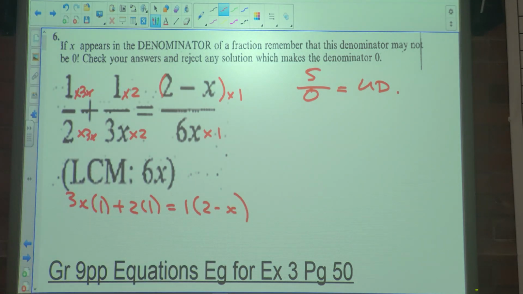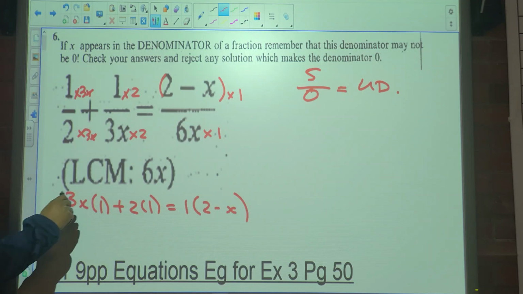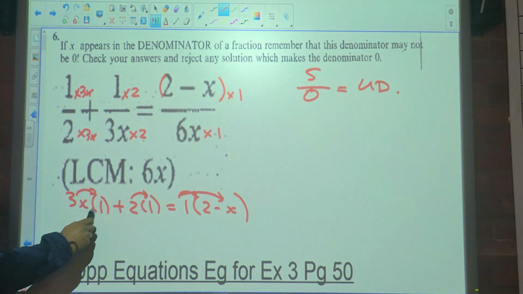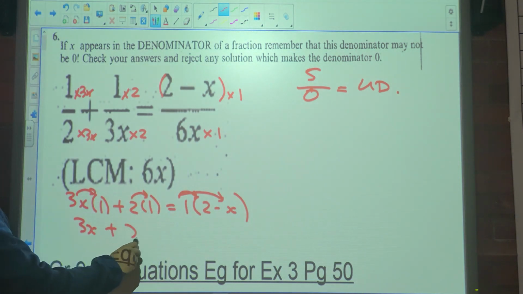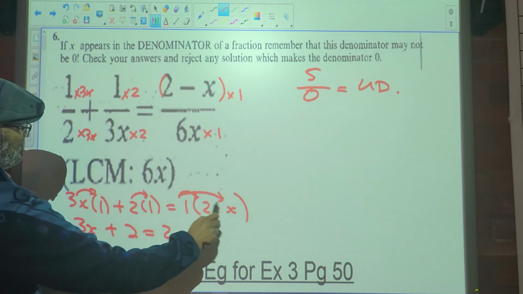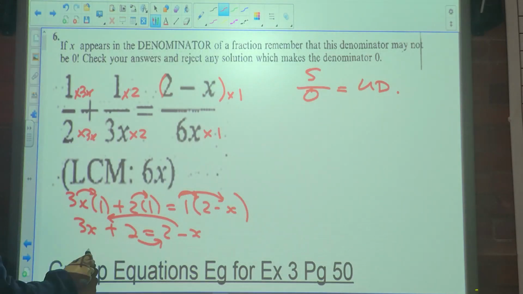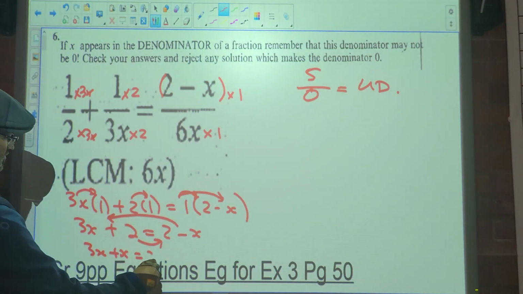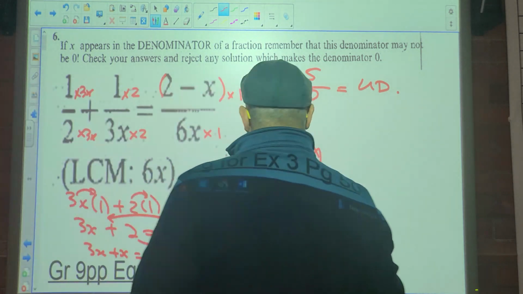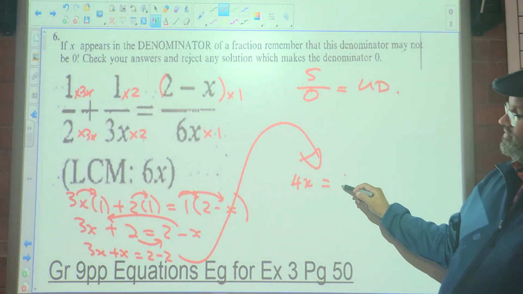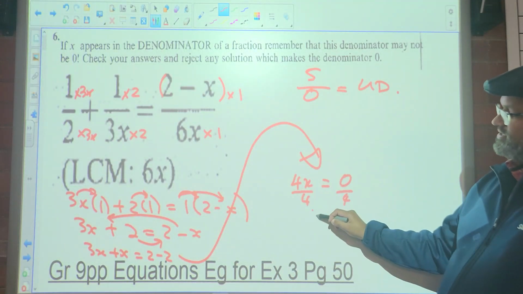So what do I do now? So 3x times 1, 2 times 1, 1 times 2, 1 times negative x, negative x. So what do I do now? X is one side, numbers are the other side. So we have 3x plus x is equal to 2 minus 2. What is 3x plus x? 4x is equal to 2 minus 2? Divided by 4 both sides. So x is?